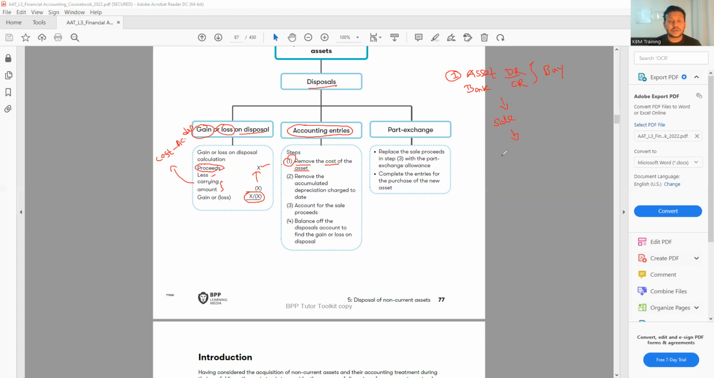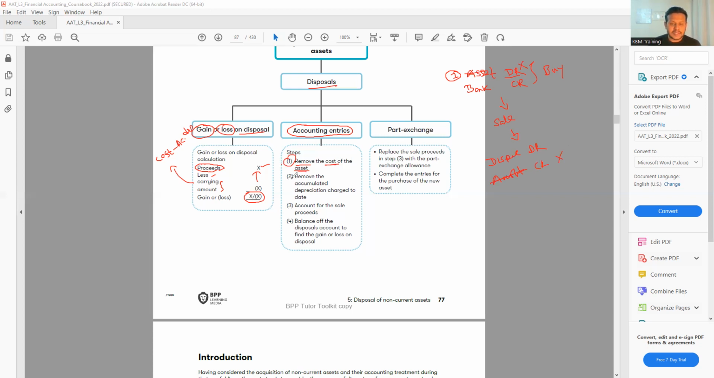And why is the asset not with me? Because of the disposal, I sold it. For that reason, disposal will be debit and the asset will be credit. So the debit and credit will cancel each other. The asset will be gone because I make a credit now with the same amount. How much was the cost? That's how we need to remove the cost of the asset.